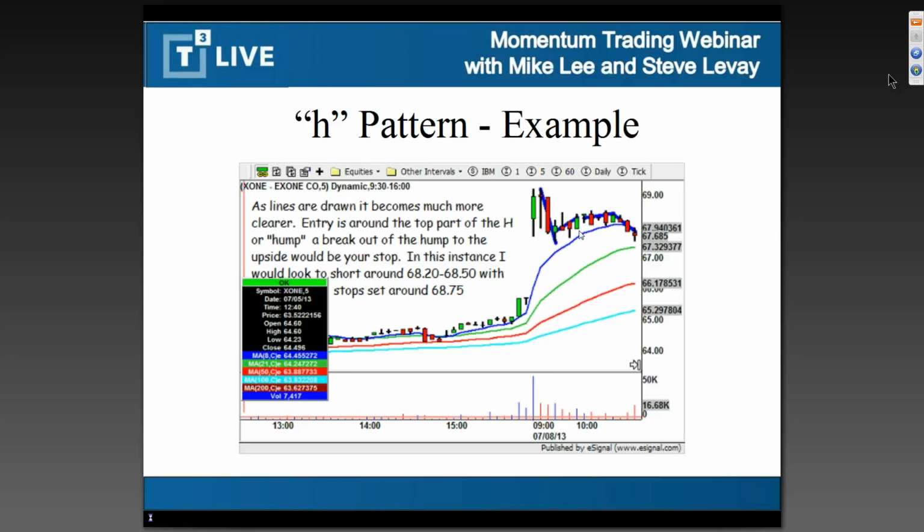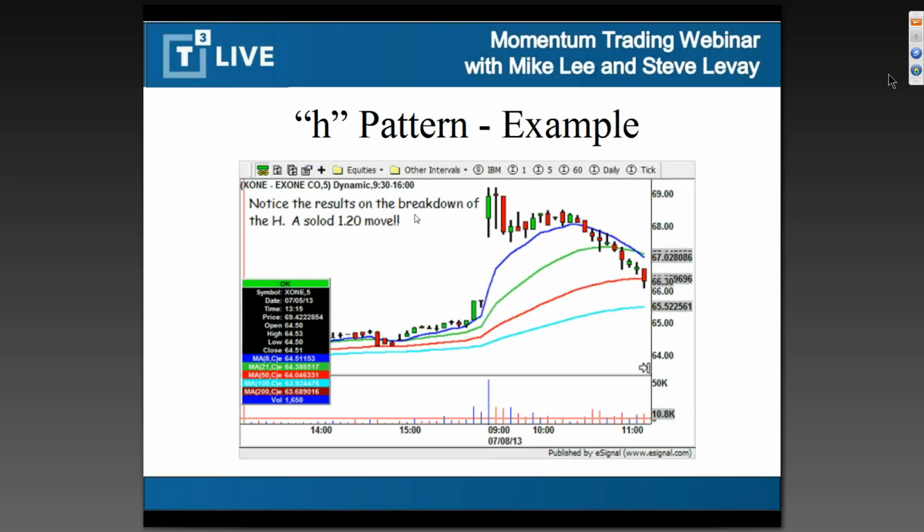And as you can see on the next slide here, here's your move. Notice the results of the breakdown, a solid $1.20 move. Again, low risk because you're starting in here. You're getting in as it breaks this pattern. And look at the move you're going to get. You're going to get about 45 minutes of selling from the bottom of the H. So that is probably my most favorite example of a good chart pattern that has a good success rate, gang.